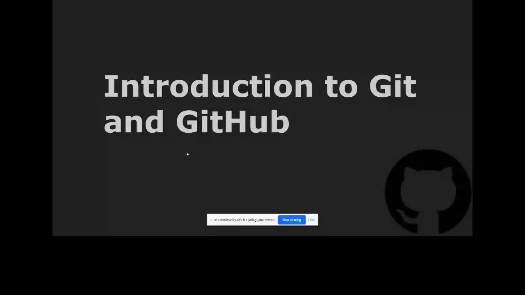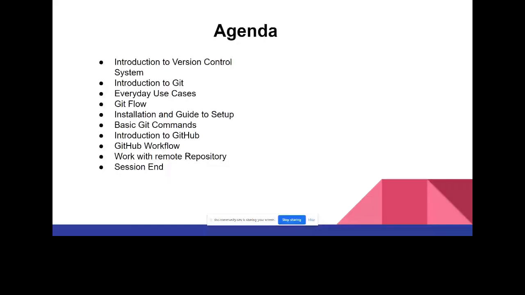So our agenda will be what is version control. You will get to know about what is version control, how it works, and an introduction to Git, because Git is a version control system. Git is a distributed version control system. And after that, you will get to know about the use cases of Git in everyday life. And Git flow, basically you will know about the workflow of Git, how it works.